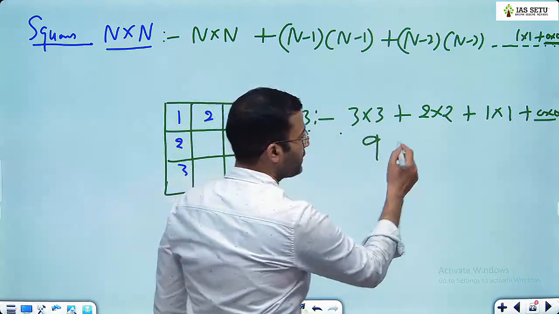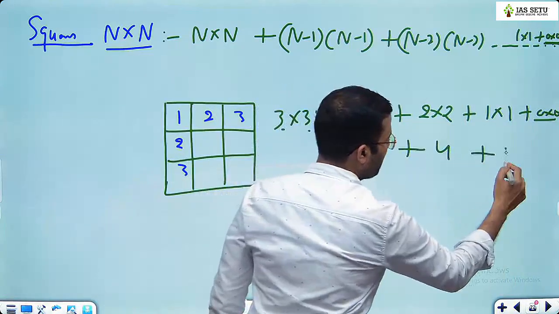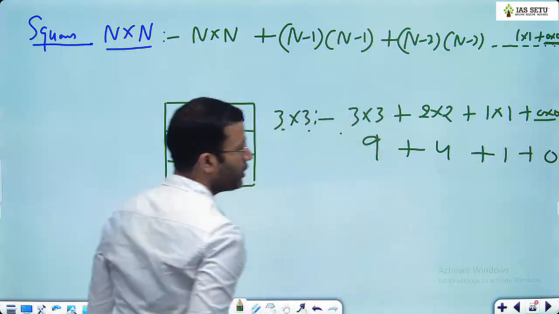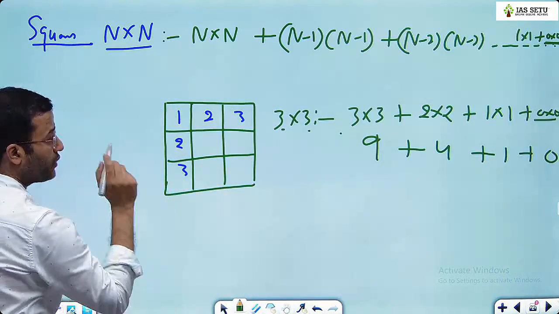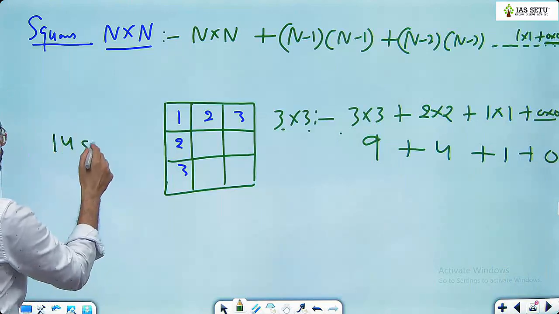This is 9 plus 4 plus 1 plus 0. 9 plus 4 is 13, plus 1 is 14. In this given figure, we have 14 squares.